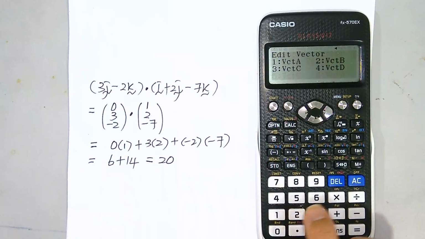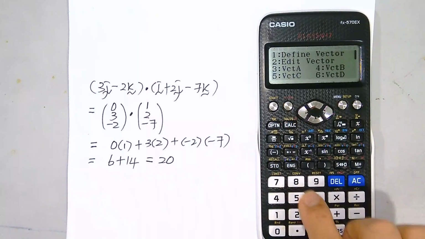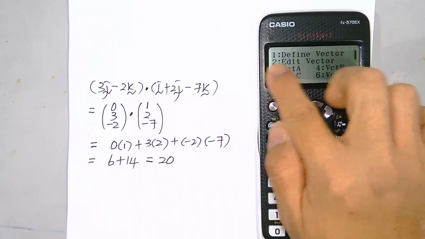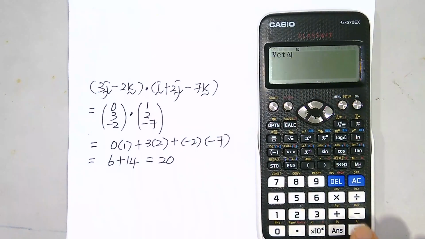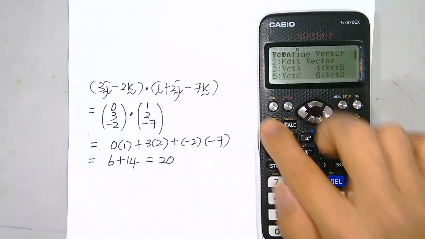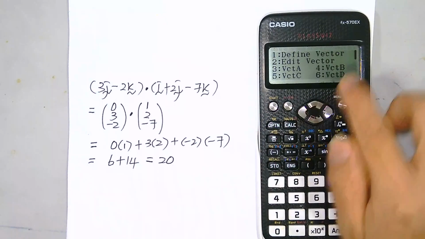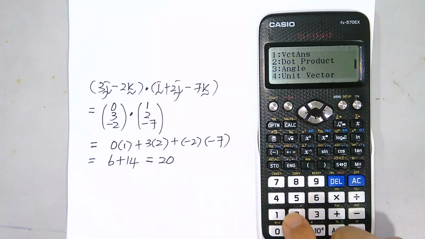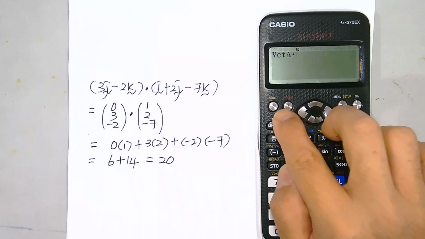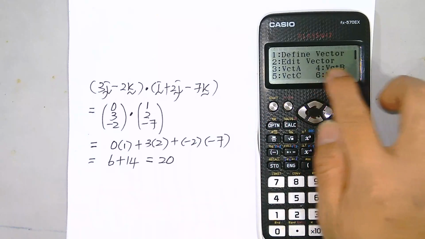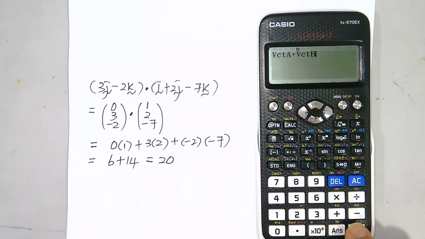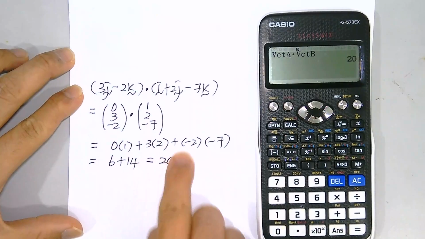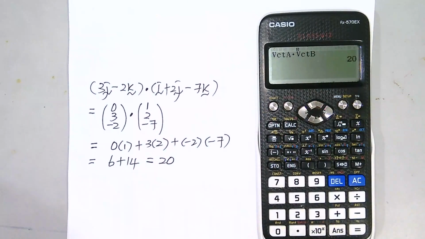So press OPTION, then 3 to call vector A. Then for the dot product, press OPTION, then the arrow to go downwards. You can scroll here, and going down, you can see there is a dot product. So you press 2, and OPTION again, calling for vector B, pressing 4. Then equal, and you will have 20 as your answer. This is the way we do the dot product.